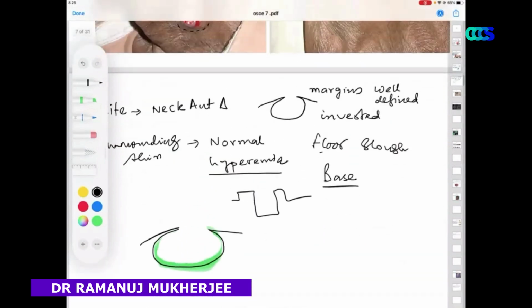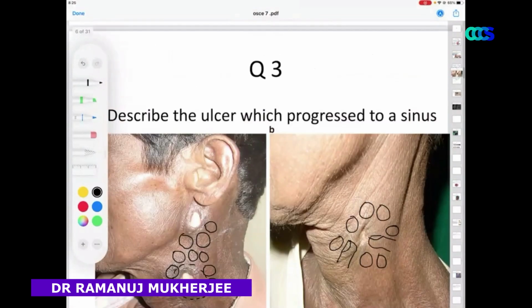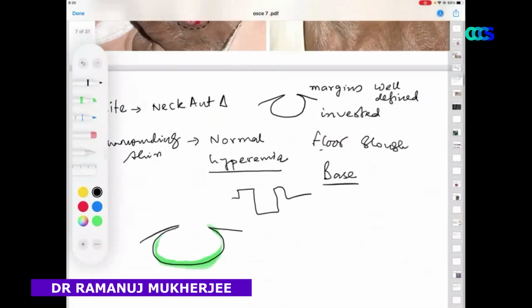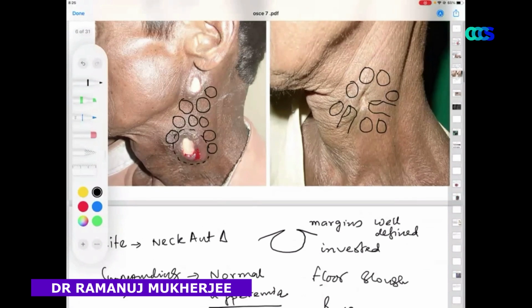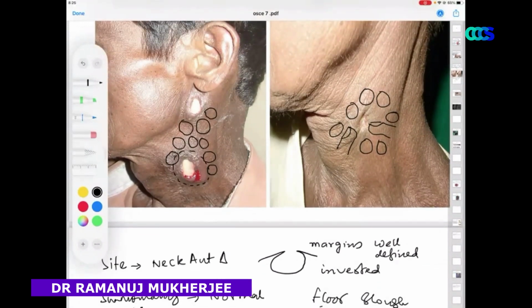So this is all about the things which progress to a sinus. What stage of the disease will you call this to be? If this is tuberculosis of the neck node, what stage will you call this to be?